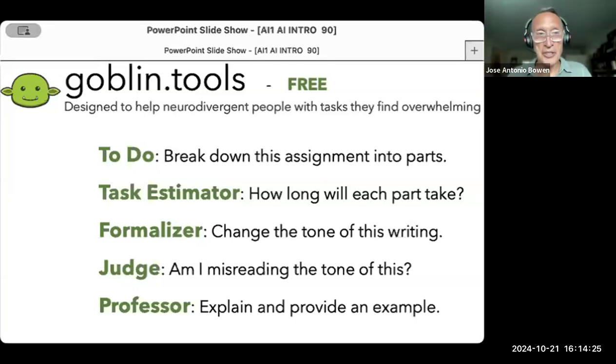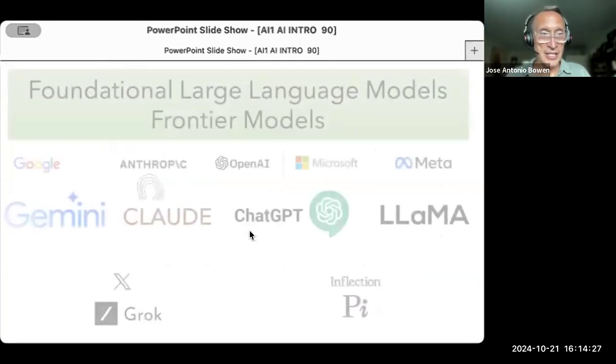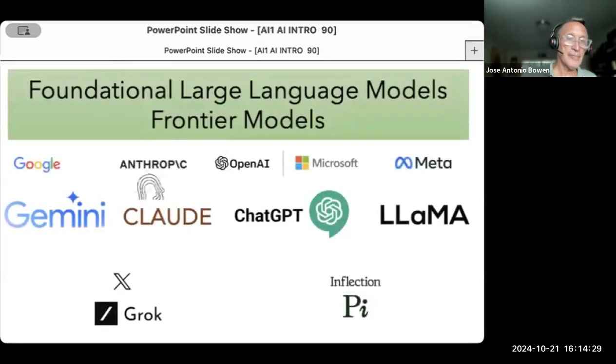So here's the answer to the question, how do I keep track of all this crazy stuff? The short answer is you bookmark my prompting page, and I update that every couple of days. If there's a cool new tool for academics, you'll probably find it there in a few days. But here's the better answer.